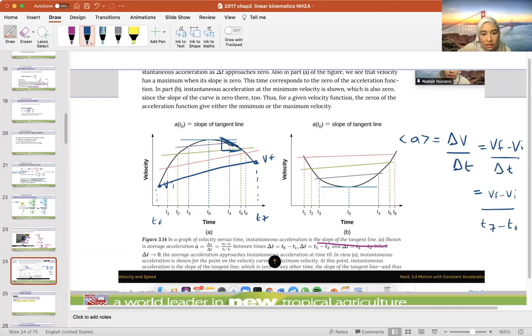Instantaneous, I'm only concerned about the acceleration at time T4. Over here, I'm only concerned about the acceleration at time T2. Sorry, this is a positive acceleration. This is a negative acceleration. Slope going down, negative. Slope going up, positive. Slope flat, zero.